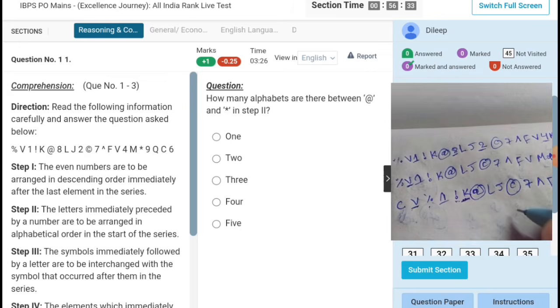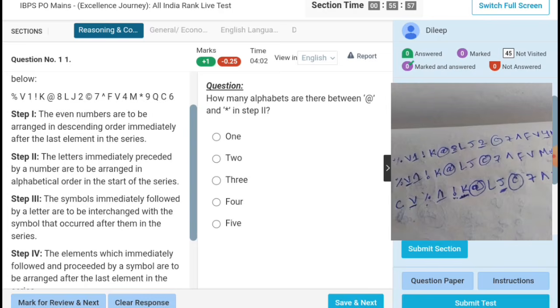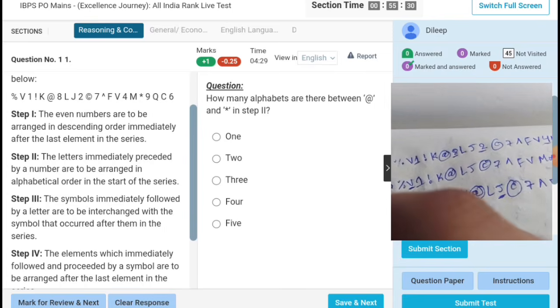So V, J and M are interchanged with the symbol that occurred after them in the series. So I think there might be a doubt on this.